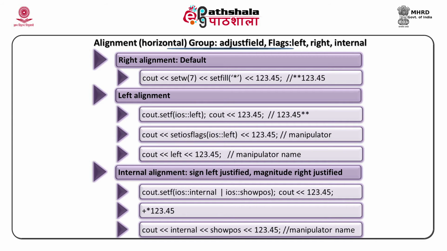How internal works? Internal, when we specify, it will leave the extra positions between the sign and the magnitude. This is how it differs. That means the sign is always in the left position, and thereafter it will do the alignment for the magnitude.